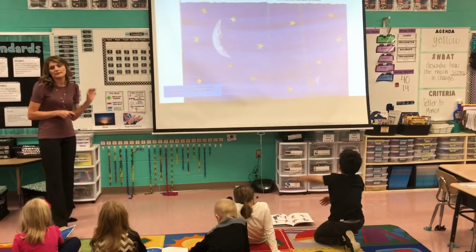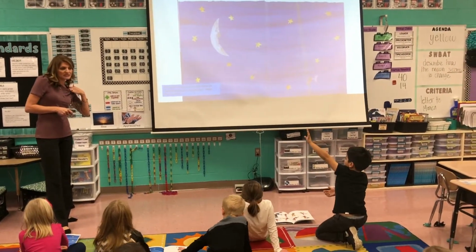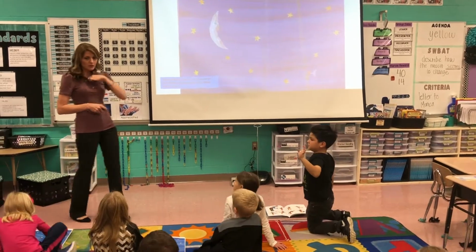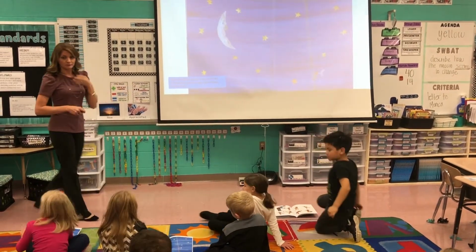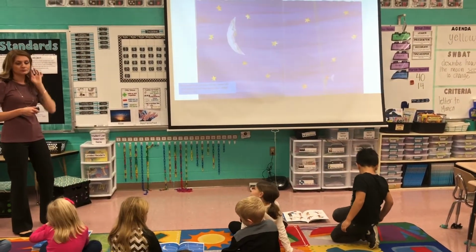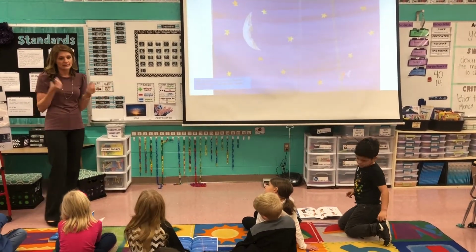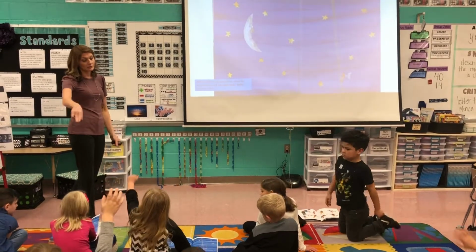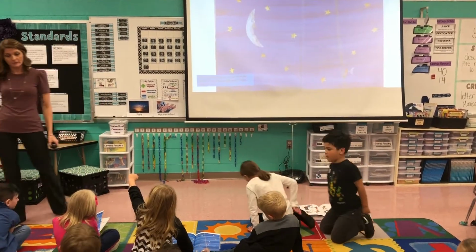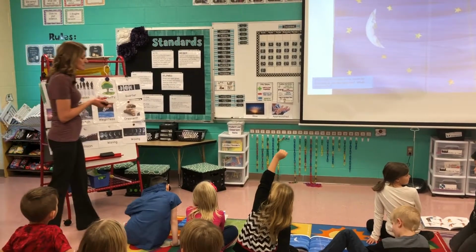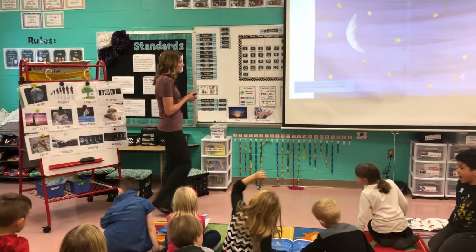Just the right size. Why would this phase of the moon be described as just the right size? What do you think, Landon? It's a crescent. It is a crescent, so why would that be just the right size for Papa? Because it's the smallest piece of the moon, and so we can carry it. It's the smallest piece of the moon that we see, so he could carry it.